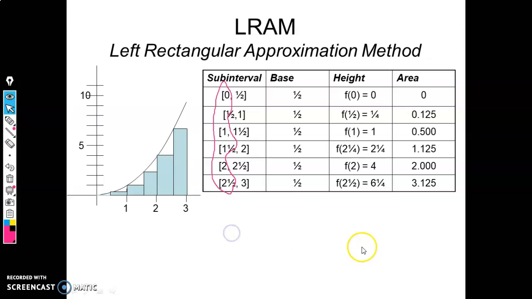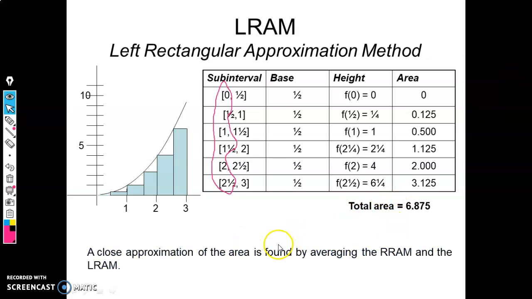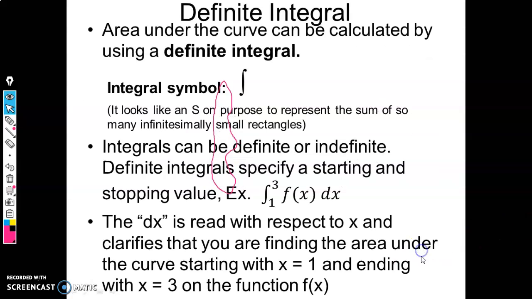So the actual answer is really an average. I mean, it's not an exact answer, I don't believe, but you can get a better answer by averaging the right rectangular approximation method and the LRAM, the left approximation method. All right, so there it is. Here is the average of the right and the left. Add them together, divide by 2. And so a good area approximation is 9 1/8, 9.125.